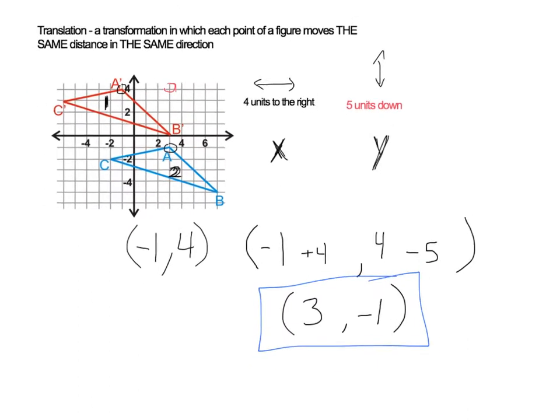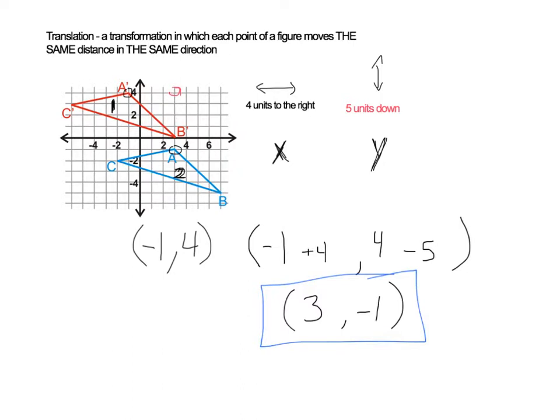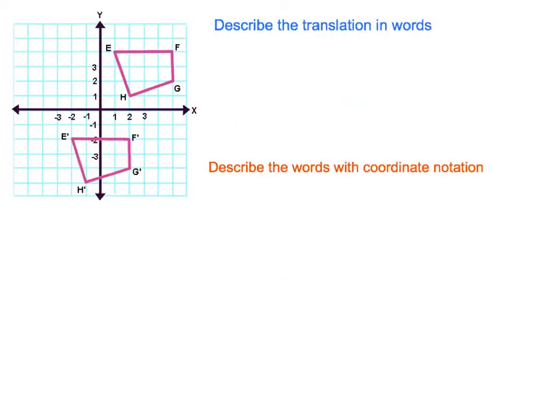So why don't you take a second, and I want you to try this one on your own. Pause the video and then play it when you're done. All right, so here you go. So I want you to describe the translation of this figure in words, and then I want you to describe the translation using that coordinate notation, which again was the point, and then what happens to it, comma, the next coordinate, and what happens to it. So take a second and do that. See how you do, and then we'll keep on moving.